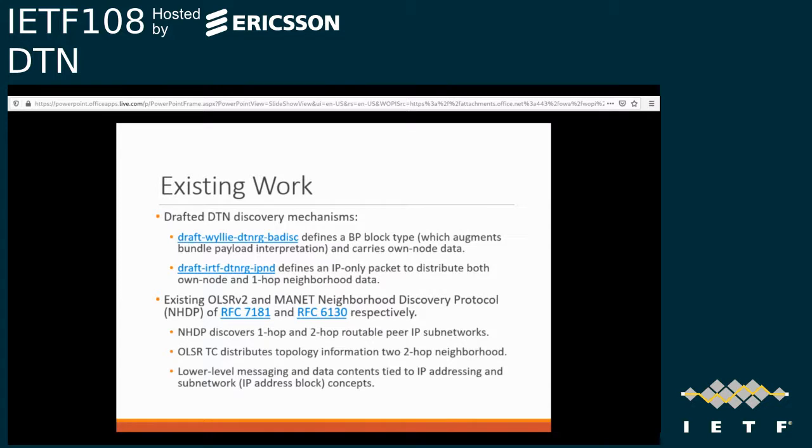And equally, neighbor discovery is something where we can go to Manet and say, please help us. And hopefully we can help them in return. That's just my passing comment.